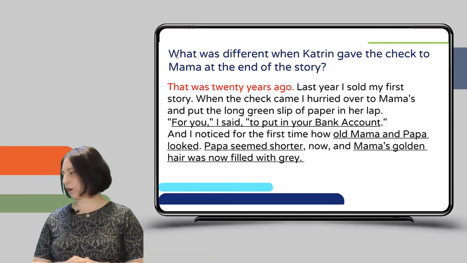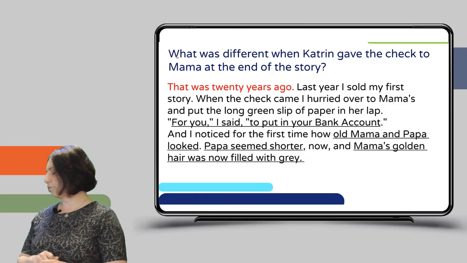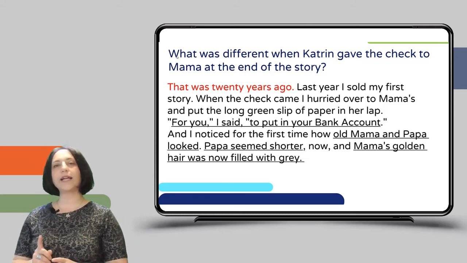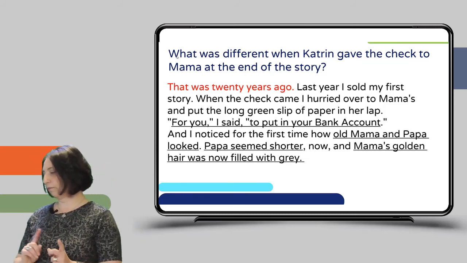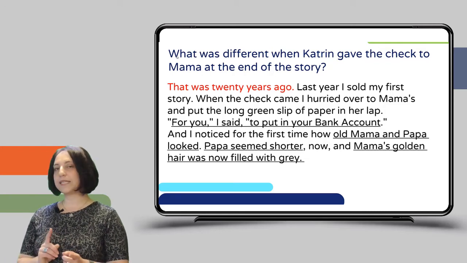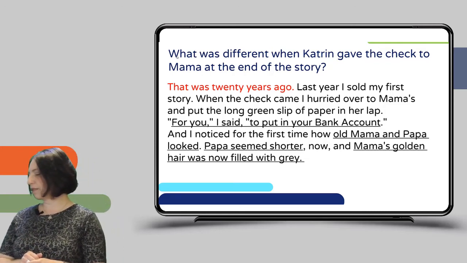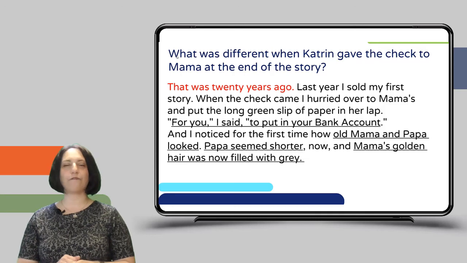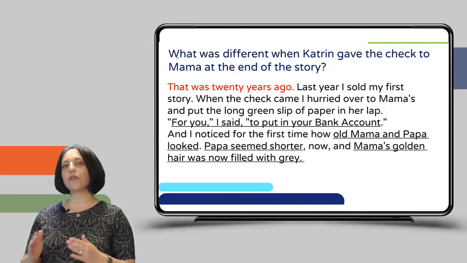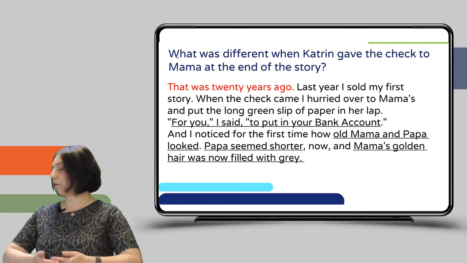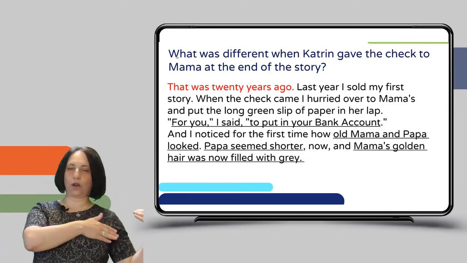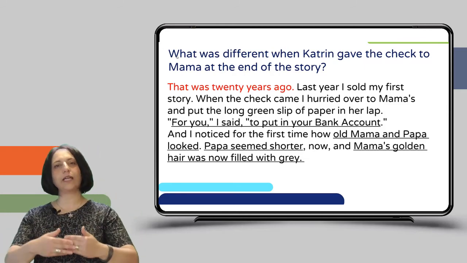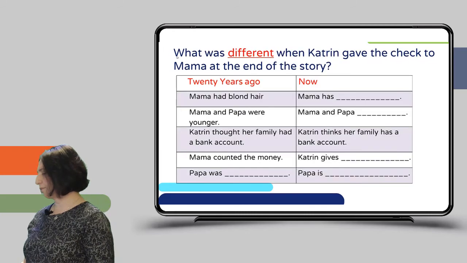That was 20 years ago. For you, I said, to put in your bank account. And I noticed for the first time how old Mama and Papa looked. Papa seemed shorter now, and Mama's golden hair was now filled with grey.